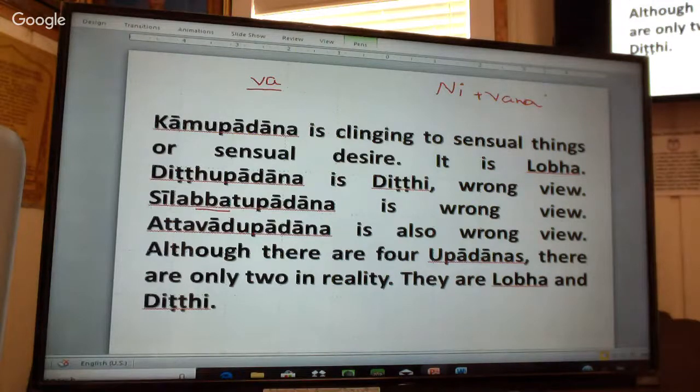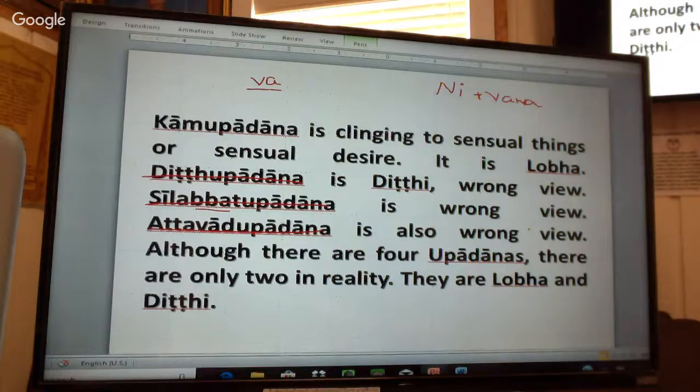Silabbatupadana: sila is a kind of habit, vata is a kind of practice, wrong practice. So strongly attached, strongly wrong view in the habit, wrong habit and wrong practice. That kind of wrong view we call Silabbatupadana. And then Attavadupadana, another one. Attavadupadana is also wrong view. So wrong view is three kinds: Ditthupadana, Silabbatupadana, Attavadupadana, all are wrong.